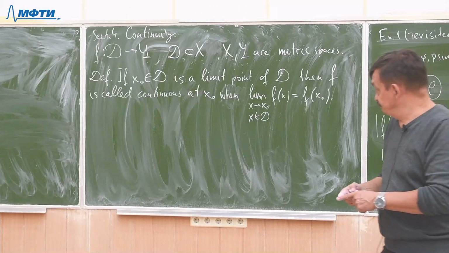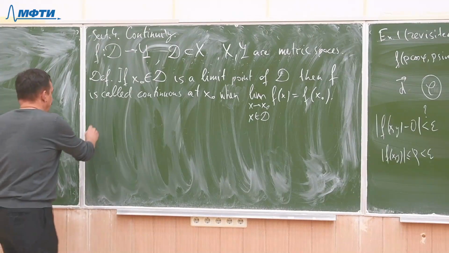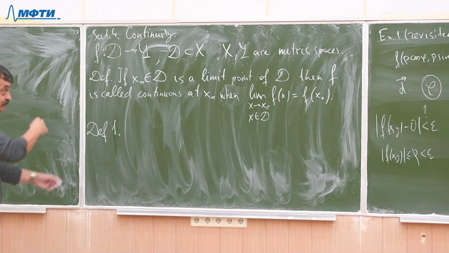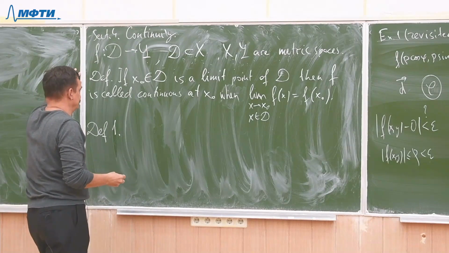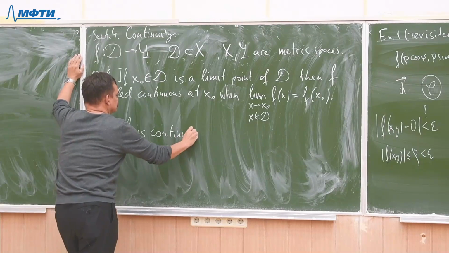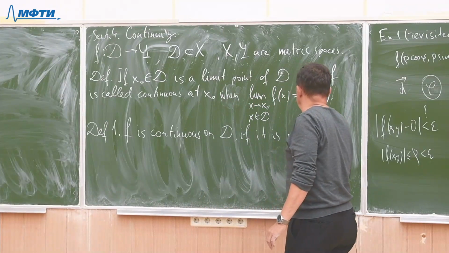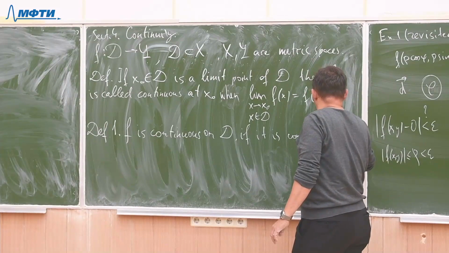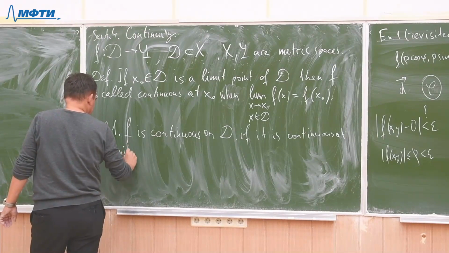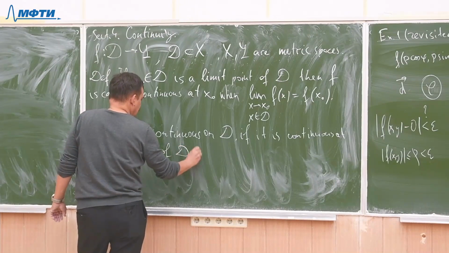So example 2 from the former section is an example of a continuous function at 0. Okay, and now I can give two definitions. Definition 1: f is continuous on D if it is continuous at all limit points of D in D.